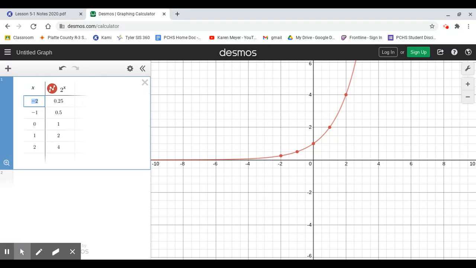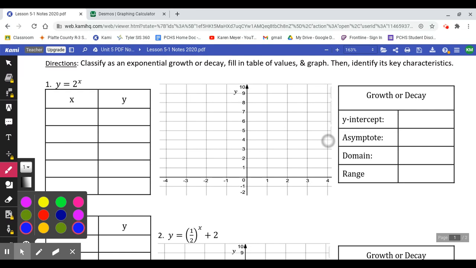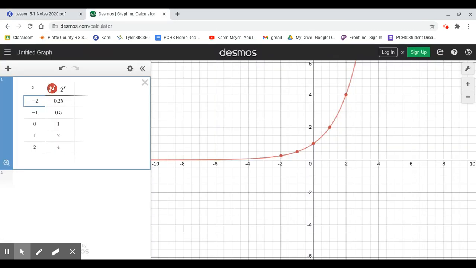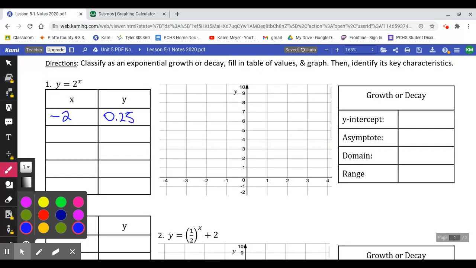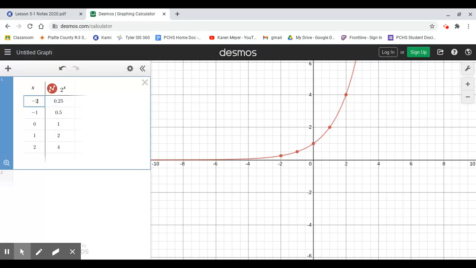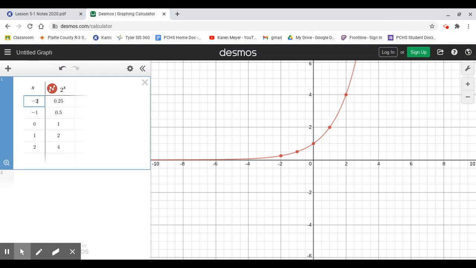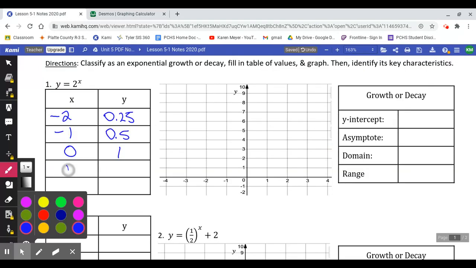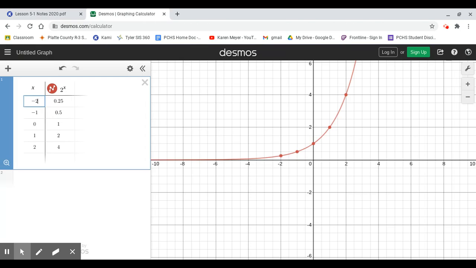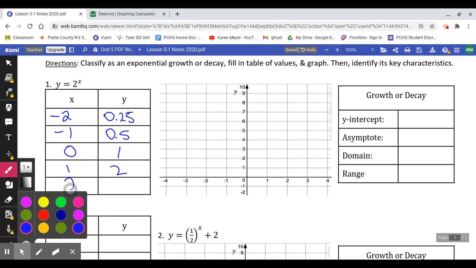And then voila, it gives me the answers for my t-table. So on my t-table back here, I'm going to go -2, which was 0.25. -1 is 0.5. 0 is 1. 1 is 2. And the last one, 2 is 4.